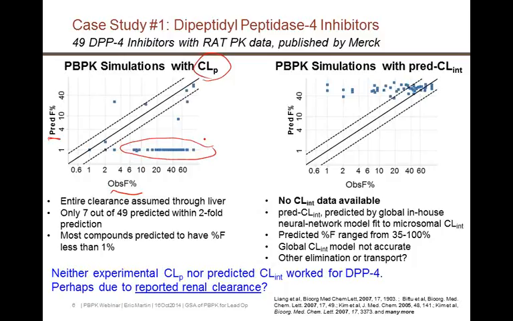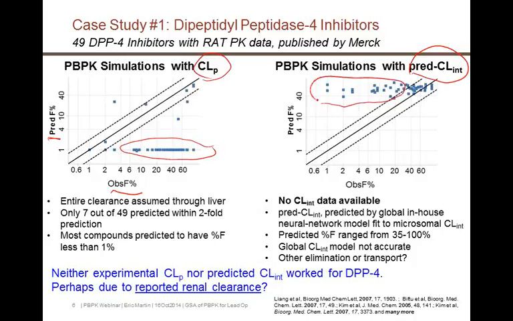And we thought that might be due to the use of plasma clearance, and we have internally a global QSAR model for intrinsic clearance. And so we repeated the calculations now using the predicted intrinsic clearance because intrinsic clearance was not available in the papers. And in this case, found that most of the compounds, the bioavailability was overpredicted. So neither one of those methods worked very well.